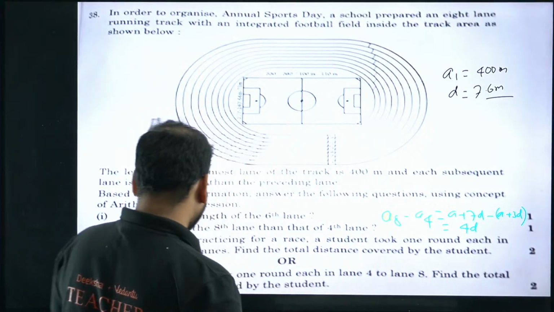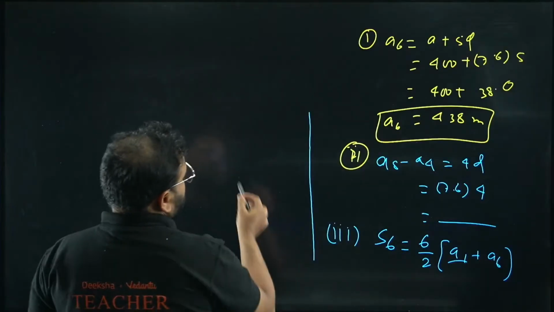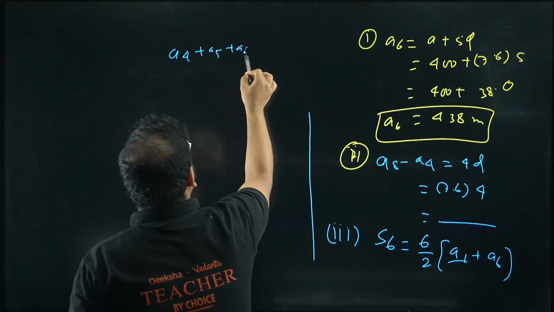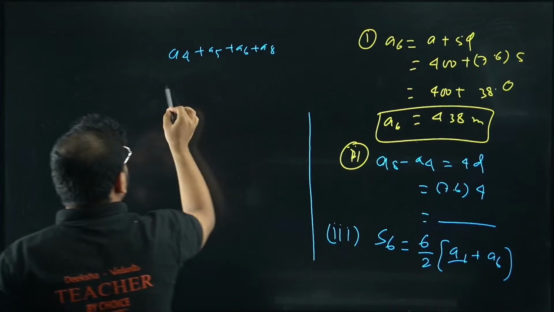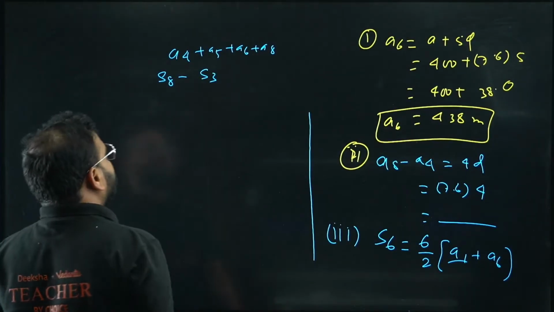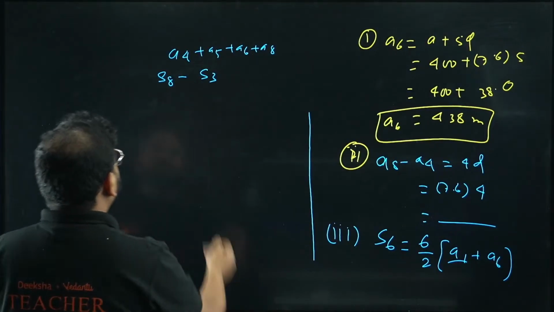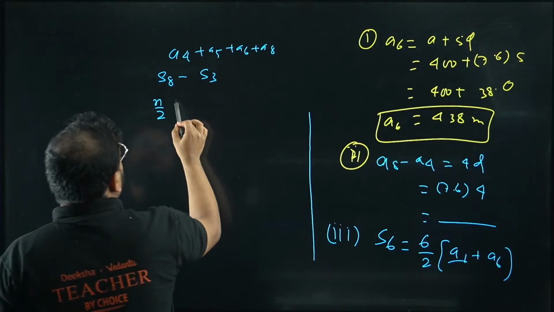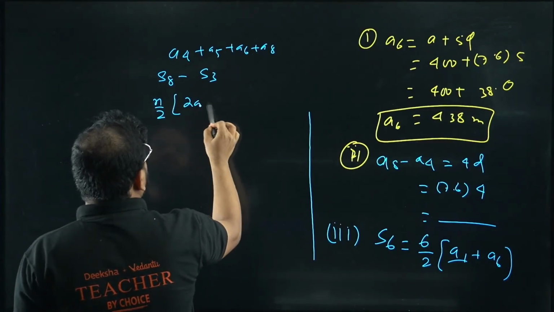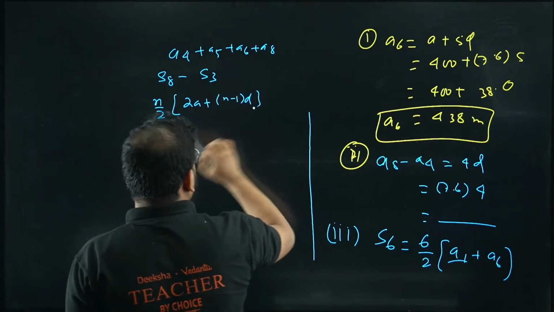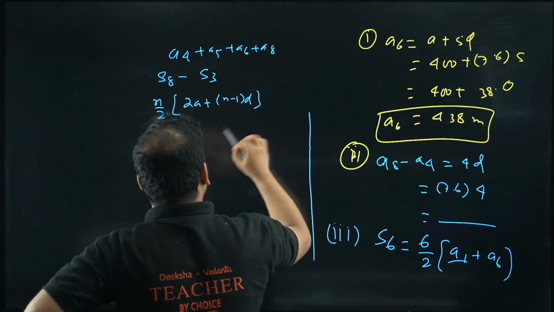Okay. So basically what they are asking us is the value of A4 plus A5, A6 and A8. What you can do is find S8 minus S3. So n by 2 we can do, and it will become, please check, 2a plus (n minus 1) times d, and this is the formula, right?